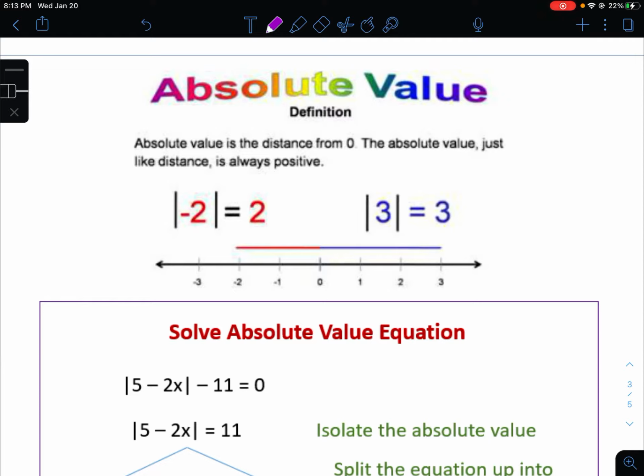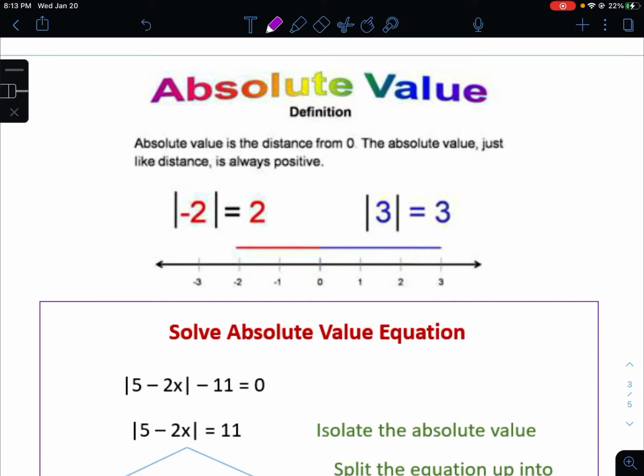All right, so we've talked about transformations a little bit. Now we're going to talk about how to actually solve absolute value functions, or I guess I should say equations. So to review, absolute value is the distance from zero. The absolute value, just like distance, is always positive. So whenever you evaluate something with absolute value brackets around it, you're going to get a positive value out.